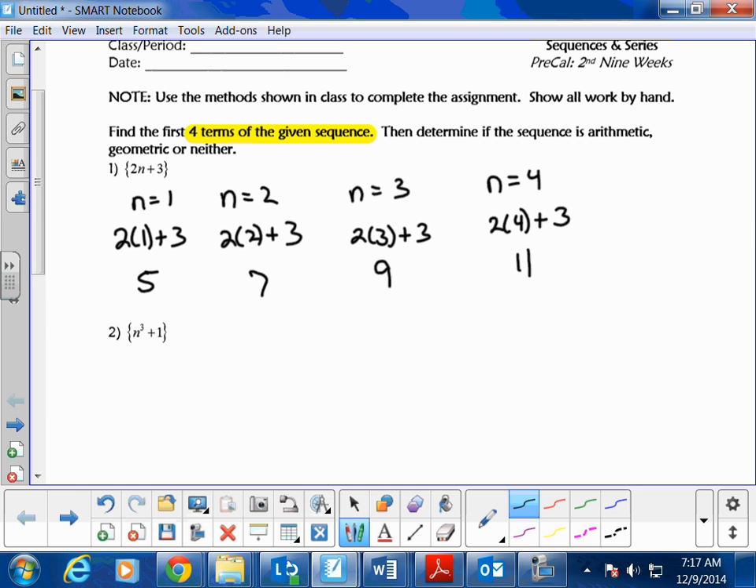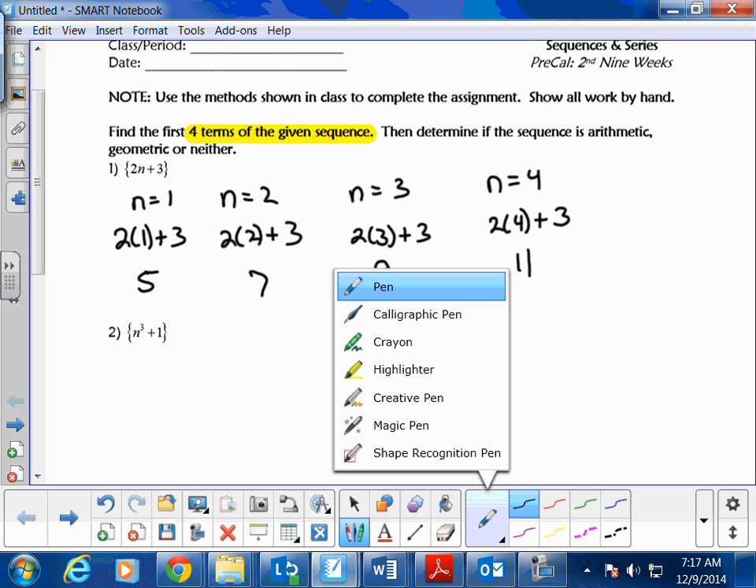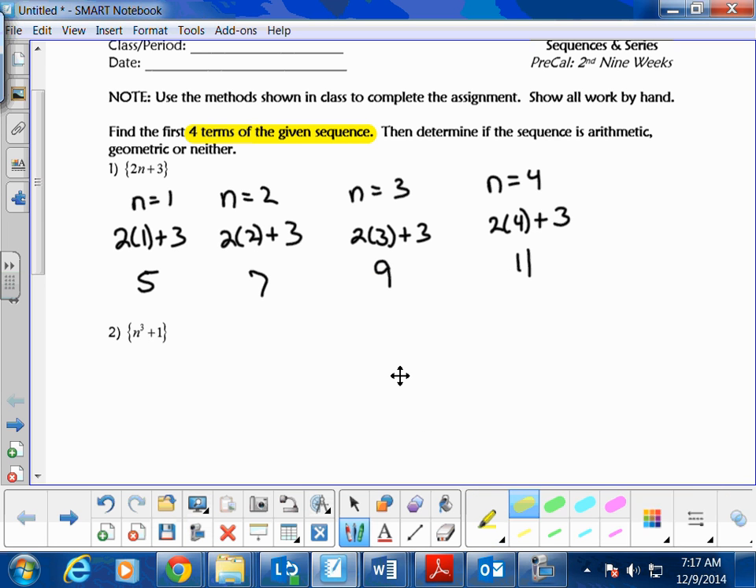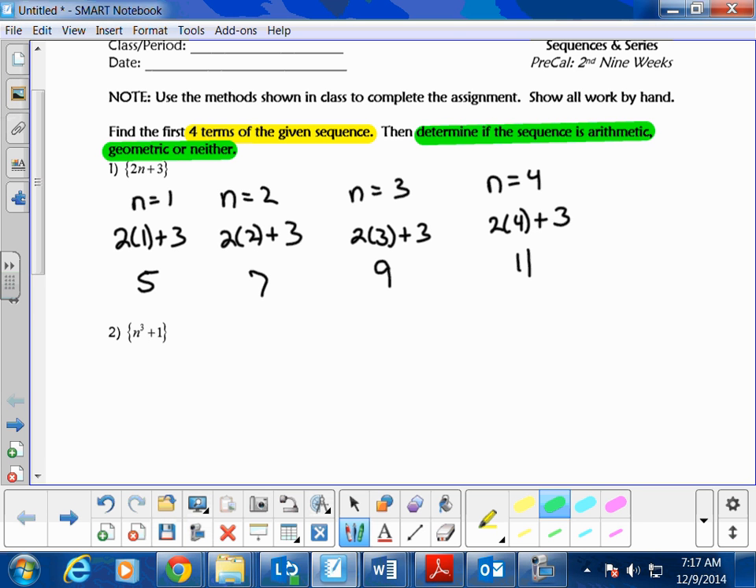Now we did the first four terms, so we have this sequential set of numbers. My next part is to determine if the sequence is arithmetic, geometric, or neither. That's the second part of it. One of the things we have to do is find out if there's a common difference between these values. Between here and here, there was a plus 2, plus 2, plus 2.